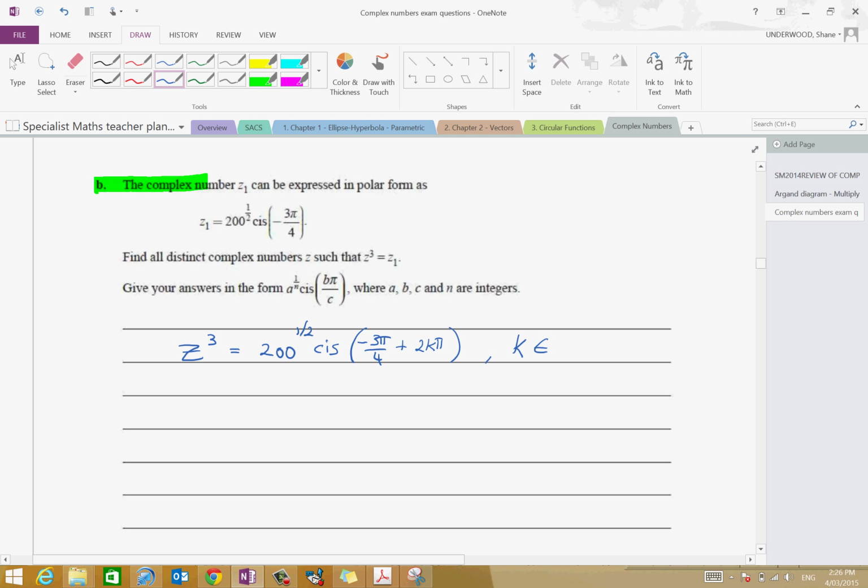Is that z? Thank you. Okay. All right. Now, what we're going to do now is say that z is equal to 200 to the power of a half cis, if you like, I'm going to do square brackets, cis of minus 3 pi on 4 plus 2k pi, to the power of 1/3.